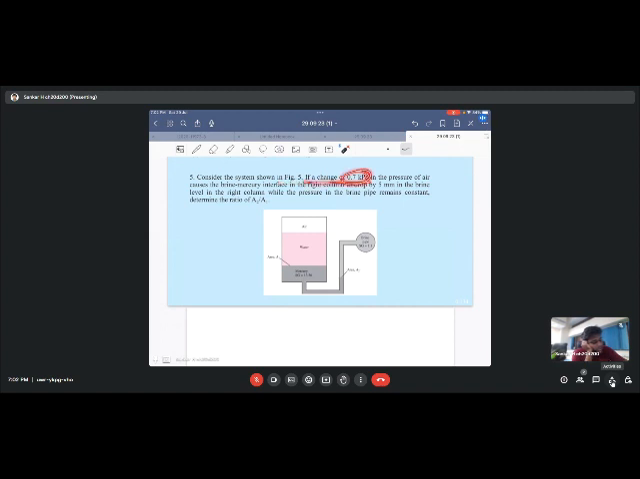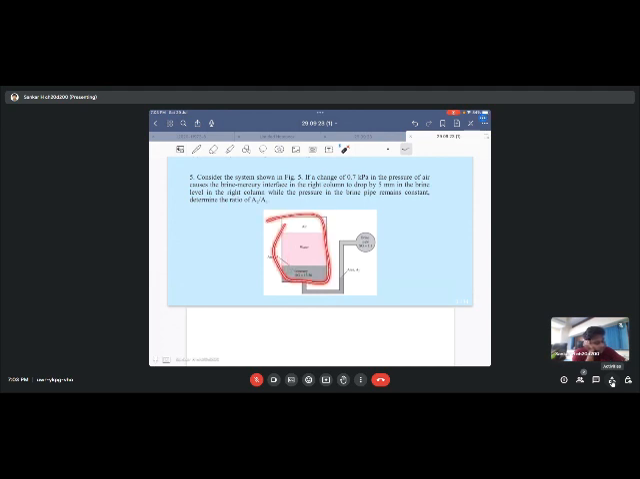Consider the system shown in figure 5. If a change of 0.7 kilopascal in the pressure of air causes the brine mercury interface in the right column to drop by 5 millimeter, the brine level in the right column, while the pressure in the brine pipe remains constant. Determine the ratio of A2 by A1.